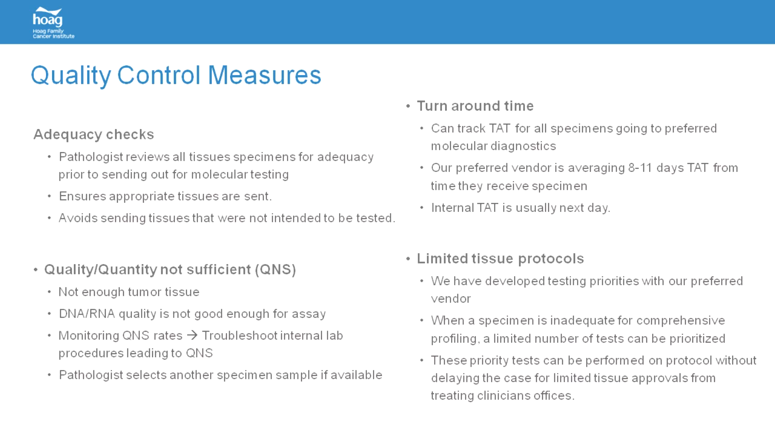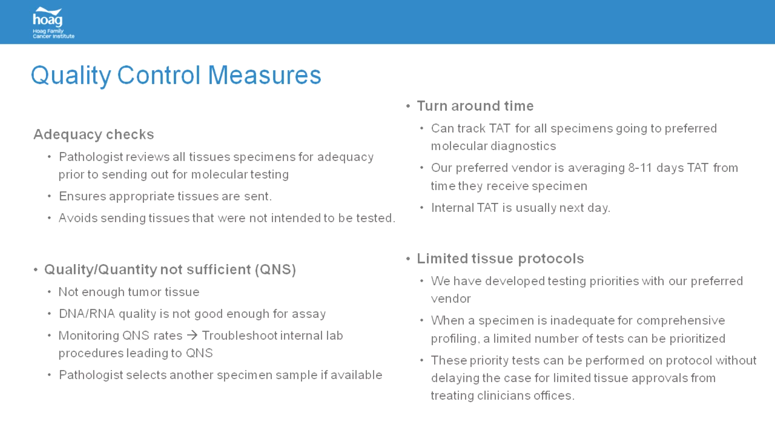Turnaround time tracking: when we're working with a single vendor, we can track their turnaround time and make sure it's all appropriate. Our current vendors are working around 8 to 11 days of turnaround time on average. It can be as long as 2 weeks sometimes. Our internal turnaround time from when we issue the test order to when it's been sent out is usually the next day, so it's a pretty rapid turnaround time.